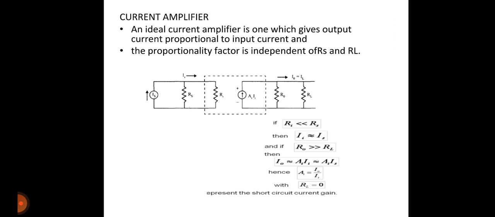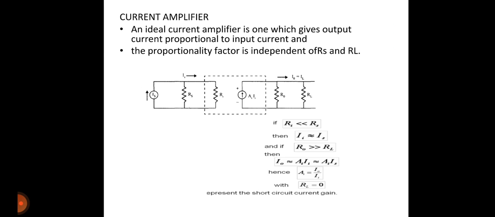In the same way, I0 will be equal to Ai into Ii when R0 is very much greater than RL. In this condition, I0 is approximately equal to Ai into Ii. From the input side, Ii equal to Is, therefore it is written as Ai into Is. Here Ai is the proportionality factor, which is independent of Rs and RL. Therefore Ai represents the short circuit current gain.